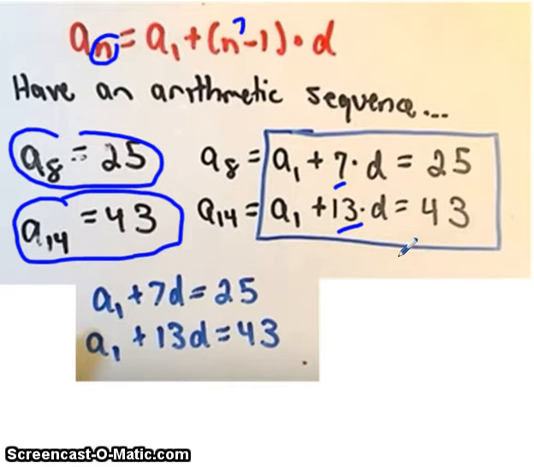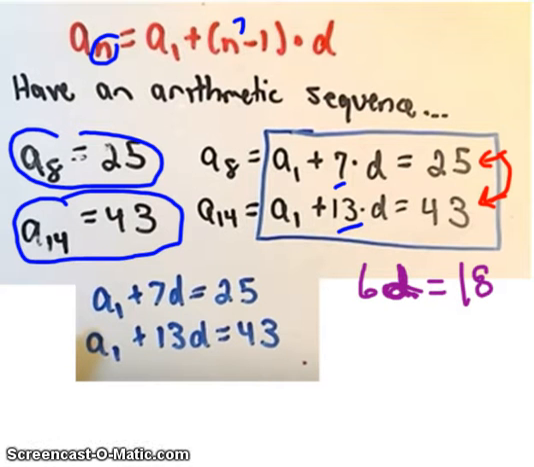Now, using a little bit of simultaneous equations, in other words, I'm going to take this equation right here and subtract this one from this one. So if I subtract these two, I get 18 over here, the a sub 1's cancel, and what's left would be 6d equals 18. Dividing by 6, we get d equals 3. So now we know that d is 3.